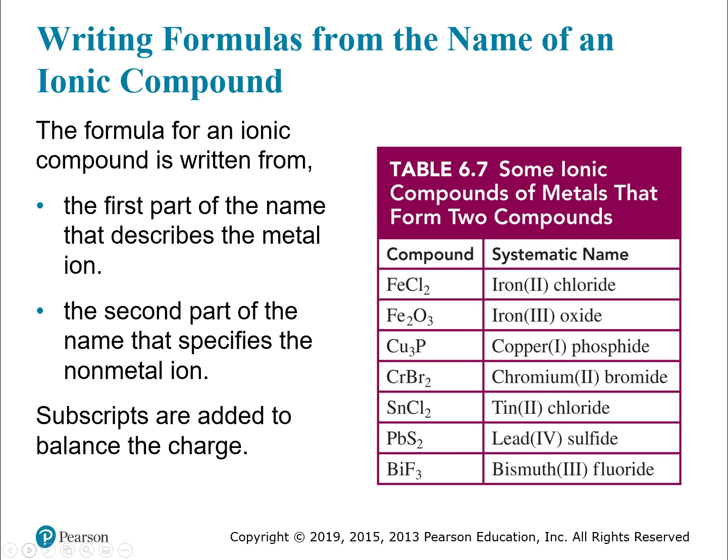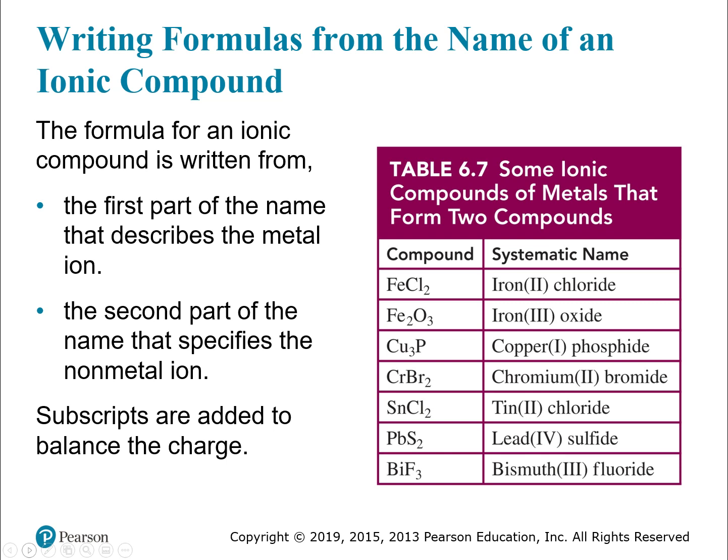So we took the chemical formula and wrote a name. Now we're going to take the name of an ionic compound and write the chemical formula. The first part of the name describes the metal. So it's going to give you potassium or iron(III). It's going to tell you what the metal is, and it may indicate charge if it's a transition metal.